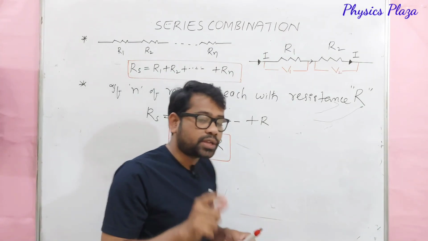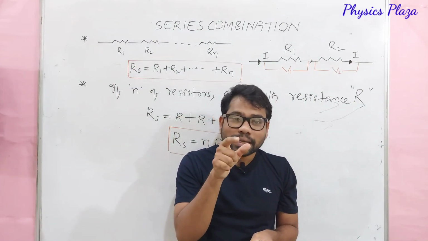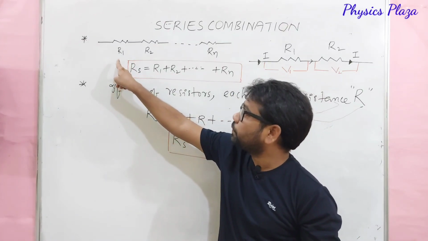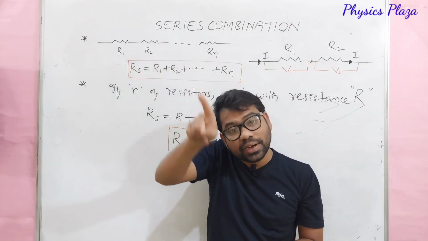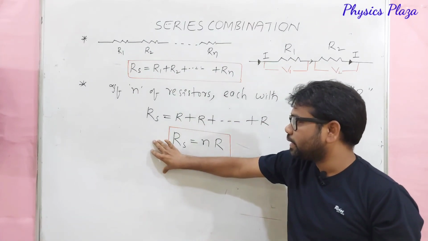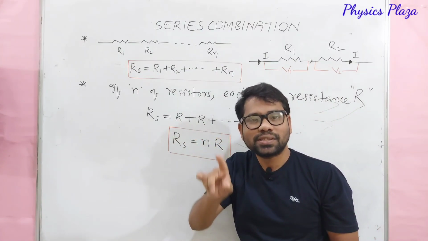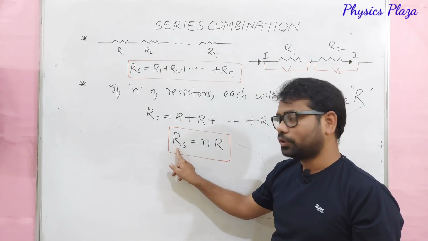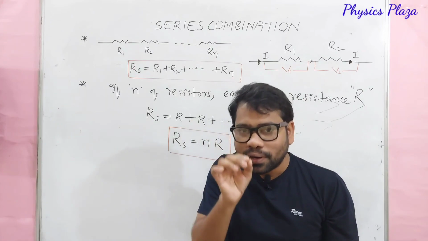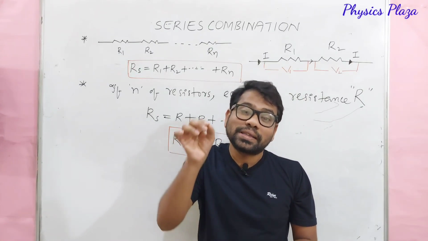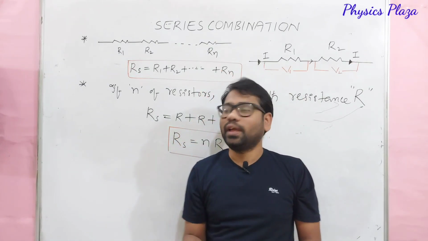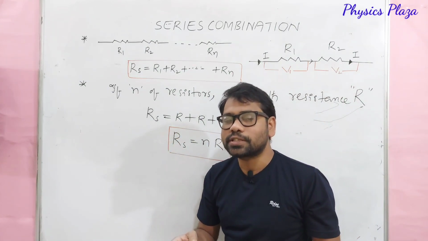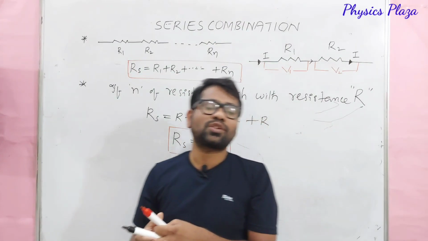So children, this is how we can calculate the resultant resistance if n number of resistors are given. This is the case where n number of resistors with different resistances are given. But in the case where n number of resistors have the same resistance, then how to calculate, children? Number of resistors into the resistance of each, then you will get the final resistance of the n number of resistors, each with the same resistance, in a series combination.